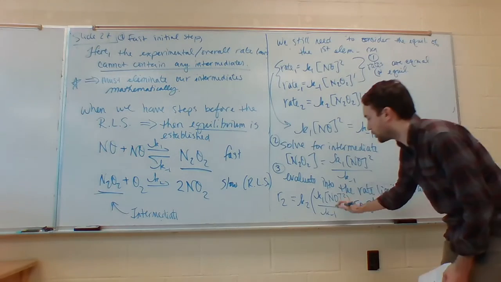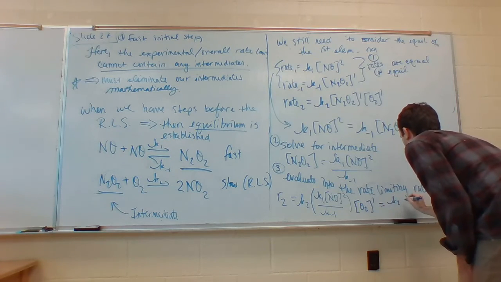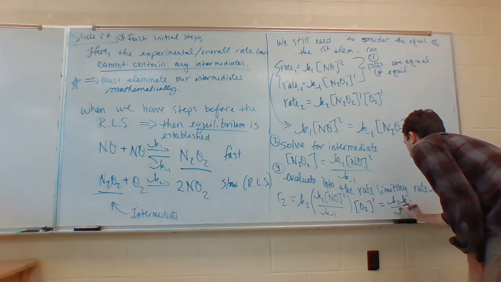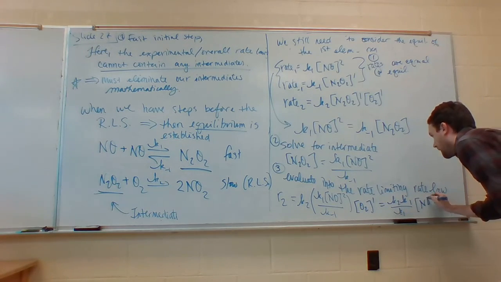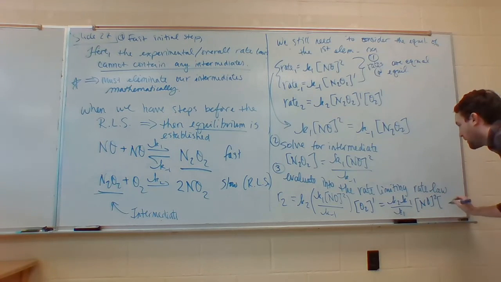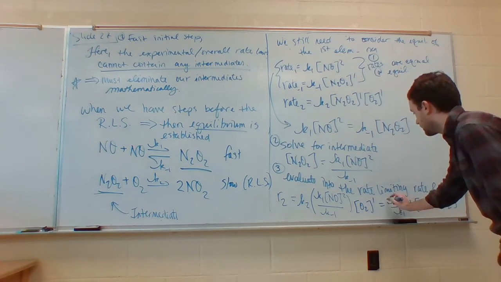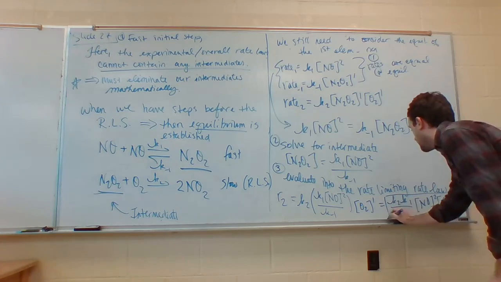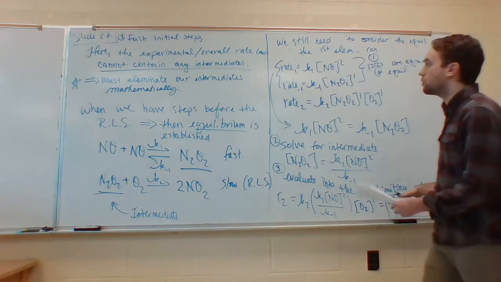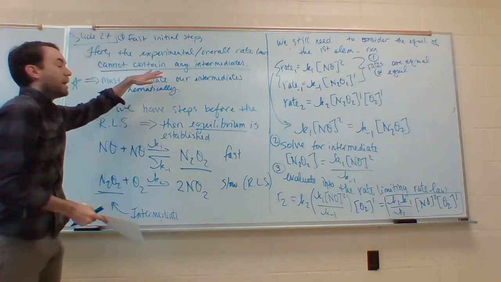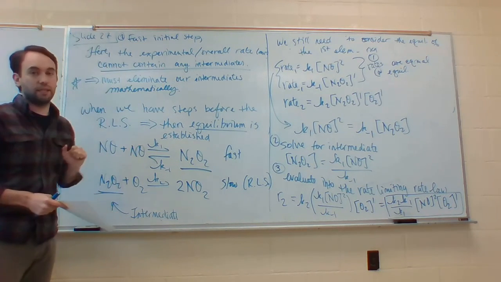Now it's customary to group together all of the K's together. So I have K2 times K1 all over K minus 1 times my concentration of NO squared times my concentration of O2 to the first. This right here would be my overall rate law for this process, accounting for the fact that our rate limiting step was not our first step in the process, and that we had a fast initial step.